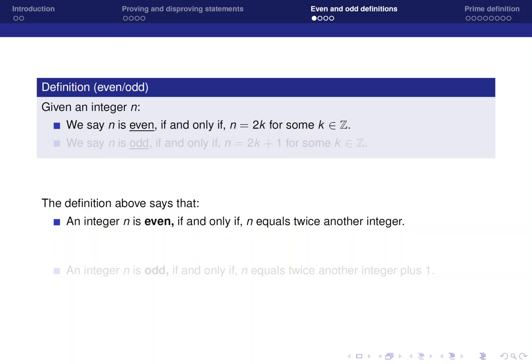In order to be able to write proofs, we're going to need some definitions. In this particular slide, we're going to define the words even and odd. So what does it mean to say that an integer n is even?